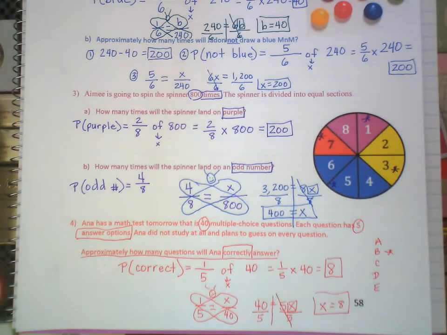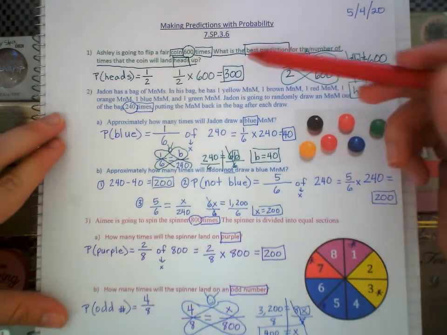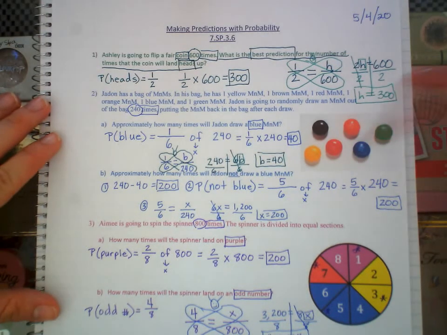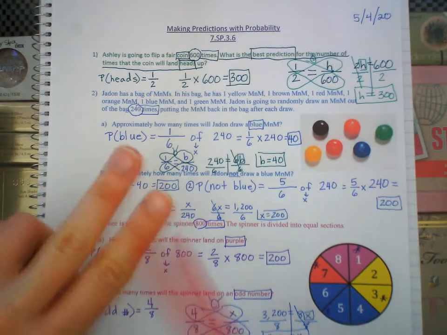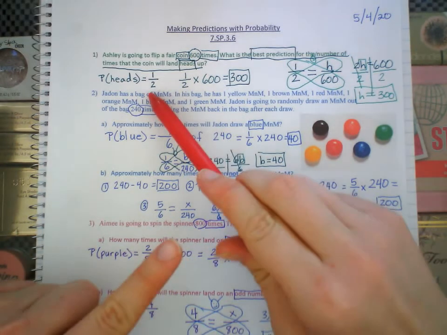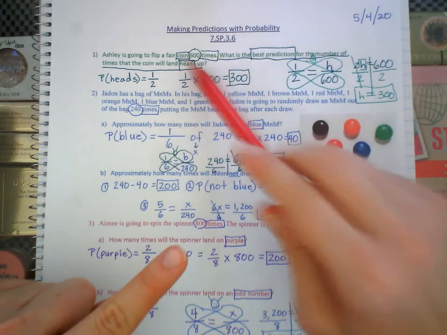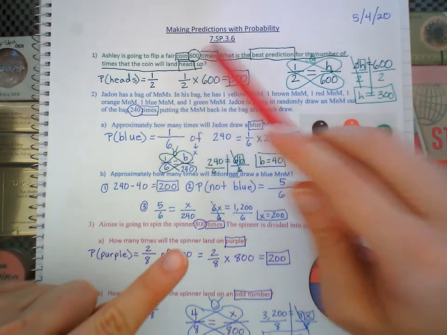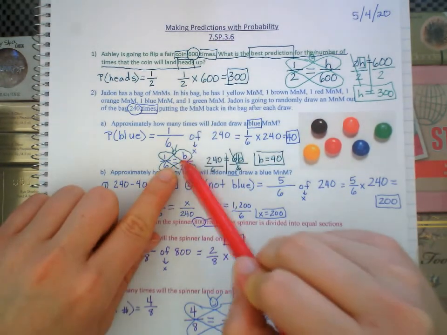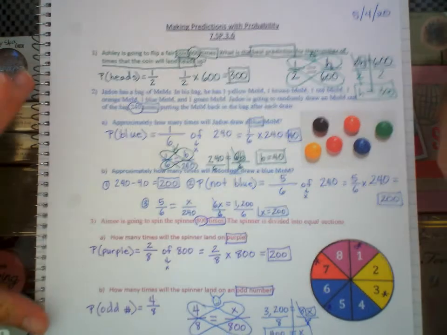So that's the video for making predictions with probability. The main things you need to take away from this video: First off, predictions are not going to be exactly perfect, guys. A prediction is just your best guess. It's going to be close, but it won't be exact. Second, there are 2 different ways you can do this. Both ways are correct and will get you the right answer. Pick which way you're more comfortable with. 1, find the probability and multiply it by how many times they're doing the experiment. 2, find the probability and set up the butterfly with the variable over however many times.